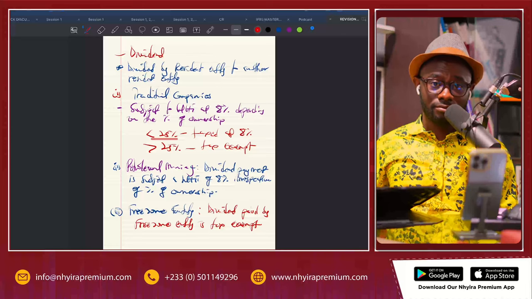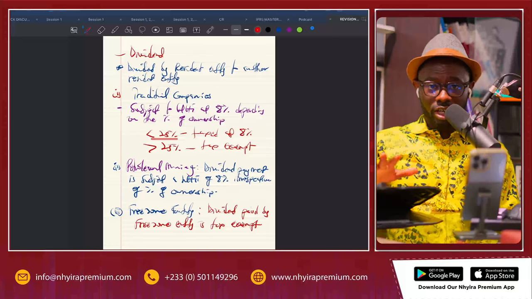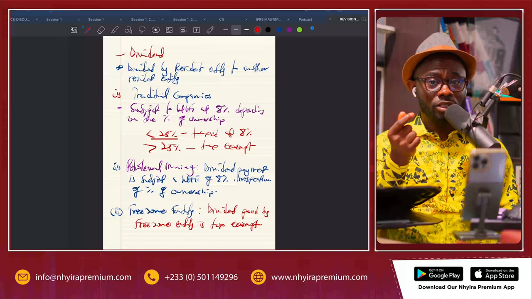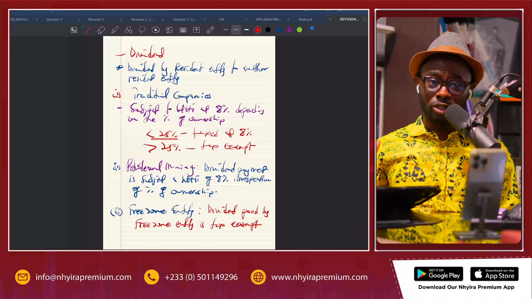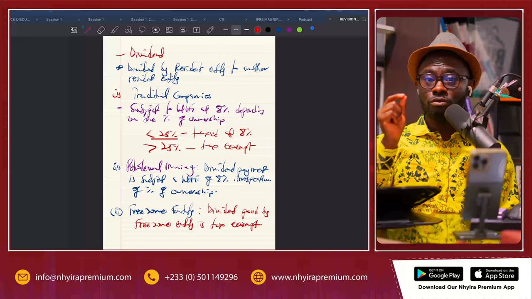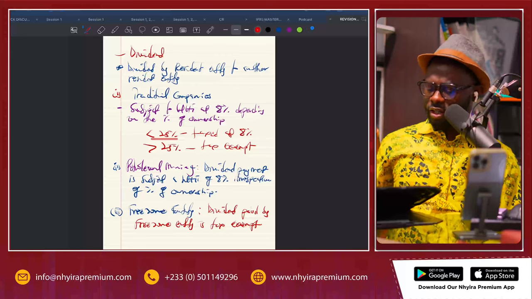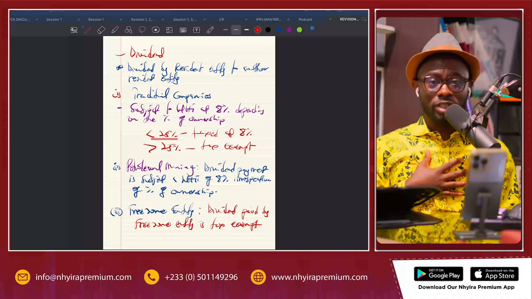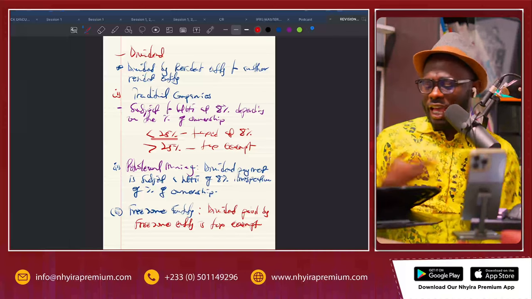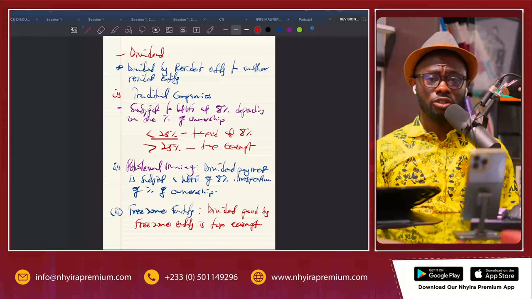So for traditional companies, it depends on the percentage of ownership. Petroleum and mining, we don't care about your ownership. We're going to tax you 28%. For free zone enterprises, it's au revoir, because it is exempted from tax. And that is one of the benefits of free zone enterprises.